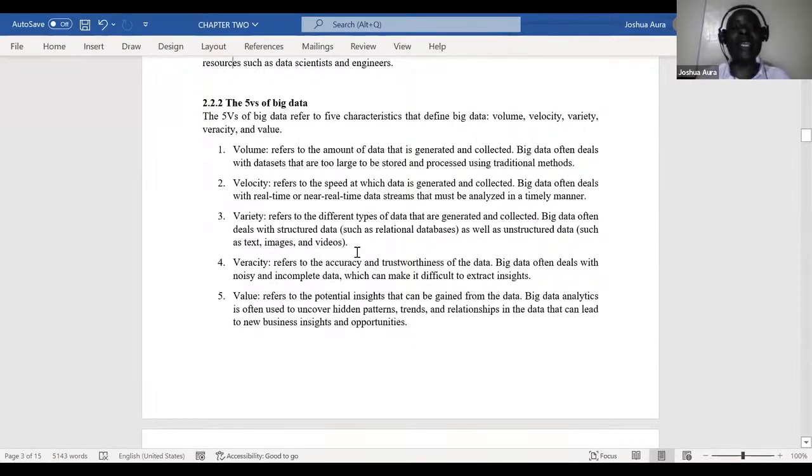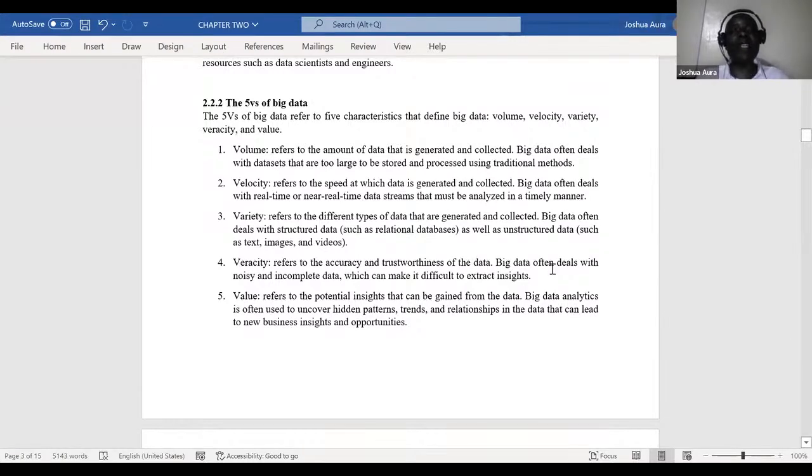Big data often deals with structured data, such as relational databases, as well as unstructured, such as text, images, and so on. You'll understand what we mean by structured and unstructured in our next lesson, which will be tomorrow. Veracity is about faithfulness of the data. It's about faithful representation. It's about trustworthiness. It's about accuracy. Veracity refers to the accuracy and trustworthiness of the data.